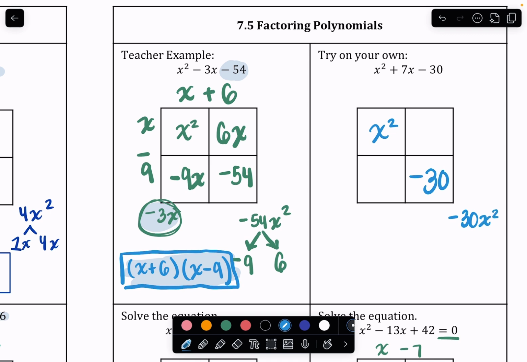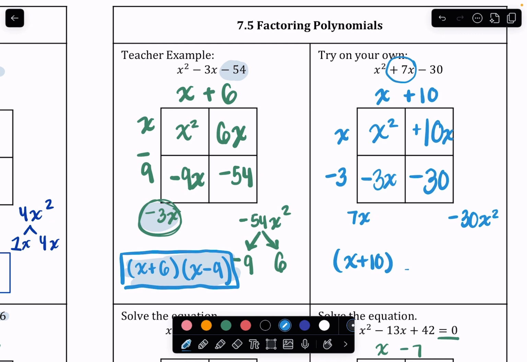So factors of negative 30x squared that add together to create positive 7x. Because it's positive, I know this time the factor that's going to be negative will be the smaller of the two. Now think, 10x minus 3x is positive 7x. So we're good. That means my factors are x plus 10 and x minus 3. And again, we have to box our answer.